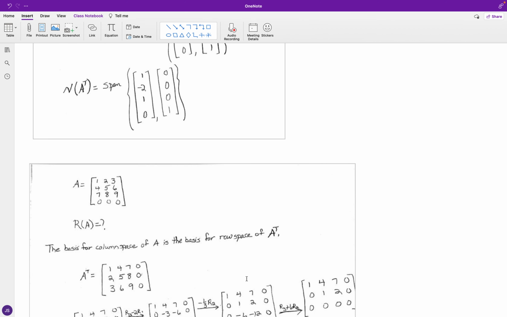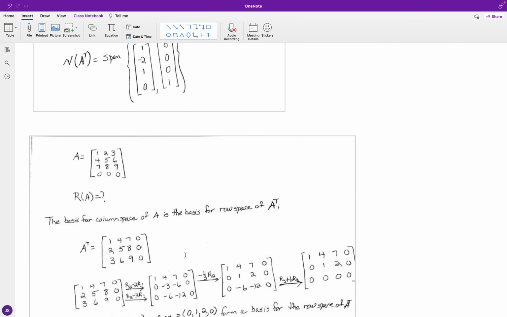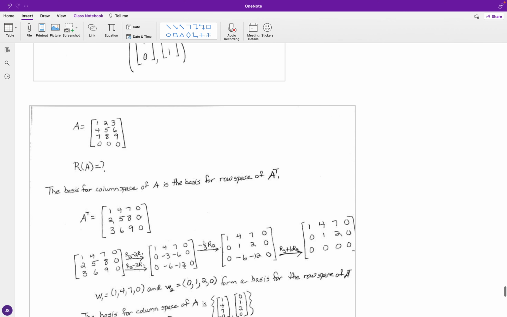Now, in the crossover to column space, going back to A, we're looking at the column space of A, which we write as R of A, and just going back chapters ago, the basis for the column space of A is going to be the basis for the row space of the transpose of A. For the transpose of A, again, you have the same 3 by 4 matrix from earlier: 1, 4, 7, 0, 2, 5, 8, 0, 3, 6, 9, 0. Putting it in row echelon form, not reduced row echelon form, we take twice the first row away from the second row and 3 times the first row away from the last row. So we have 1, 4, 7, 0, 0, negative 3, negative 6, 0, and 0, negative 6, negative 12, 0.